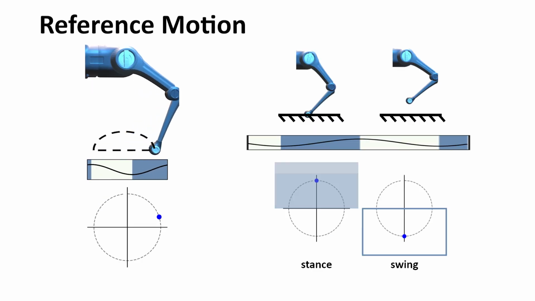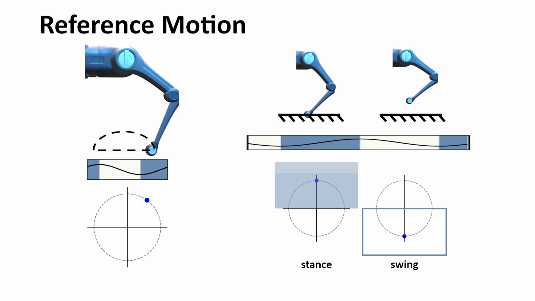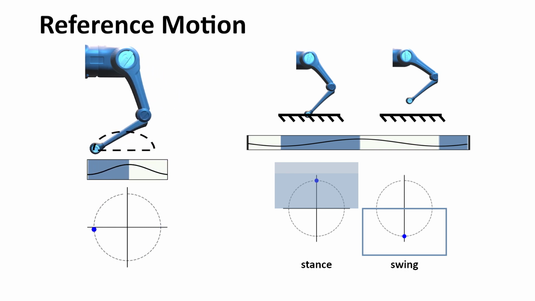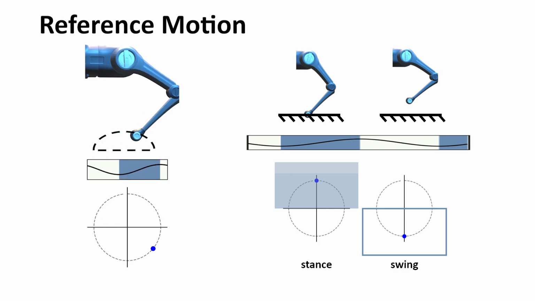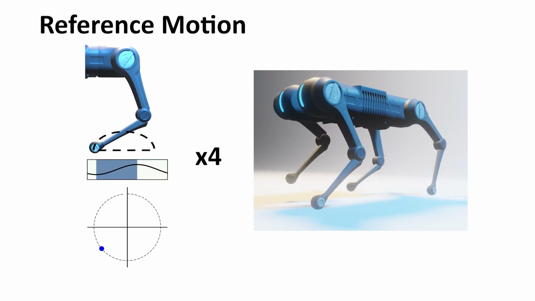During training, we use four independent phases to generate reference motion. Each phase represents the position of the corresponding leg. The upper part stands for stance and the lower part stands for swing. Eventually, the combination of four phases can fully describe any possible gaits.